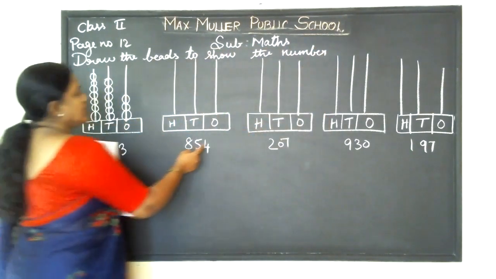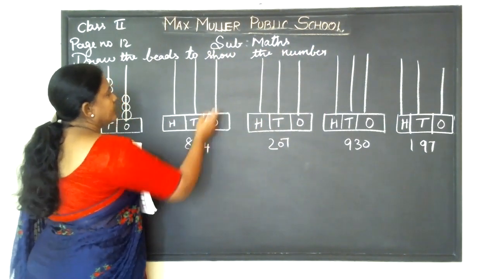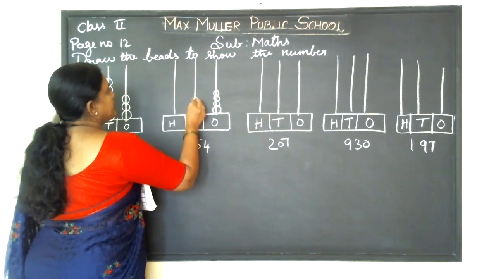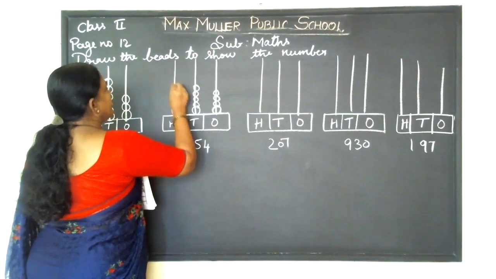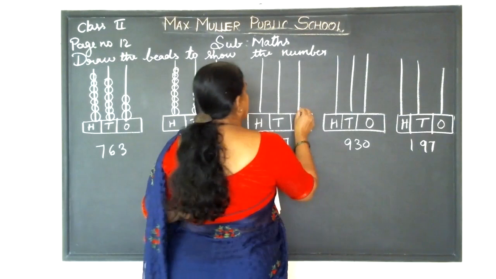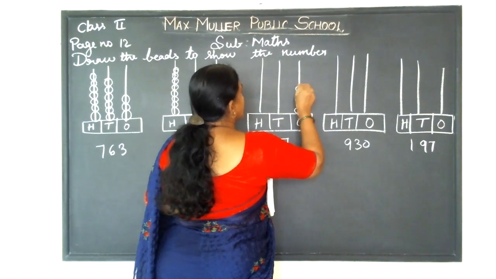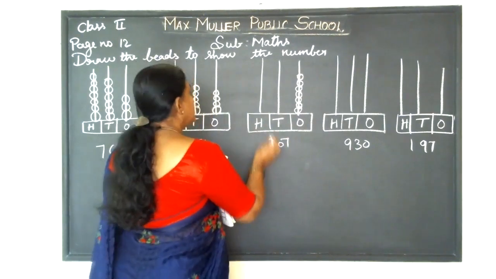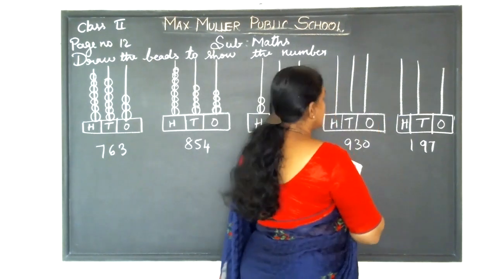Now second one, the ones column 4, in tens 5 is there, 8 is there. 4 beads, 1, 2, 3, 4. Here 5, 1, 2, 3, 4, 5. Here 8, 1, 2, 3, 4, 5, 6, 7, 8. 7. In the ones column, how many beads are there? 1, 2, 3, 4, 5, 6, 7. 0 means you don't want to put the beads. Here 0. In the ones column 0 means don't put the beads.